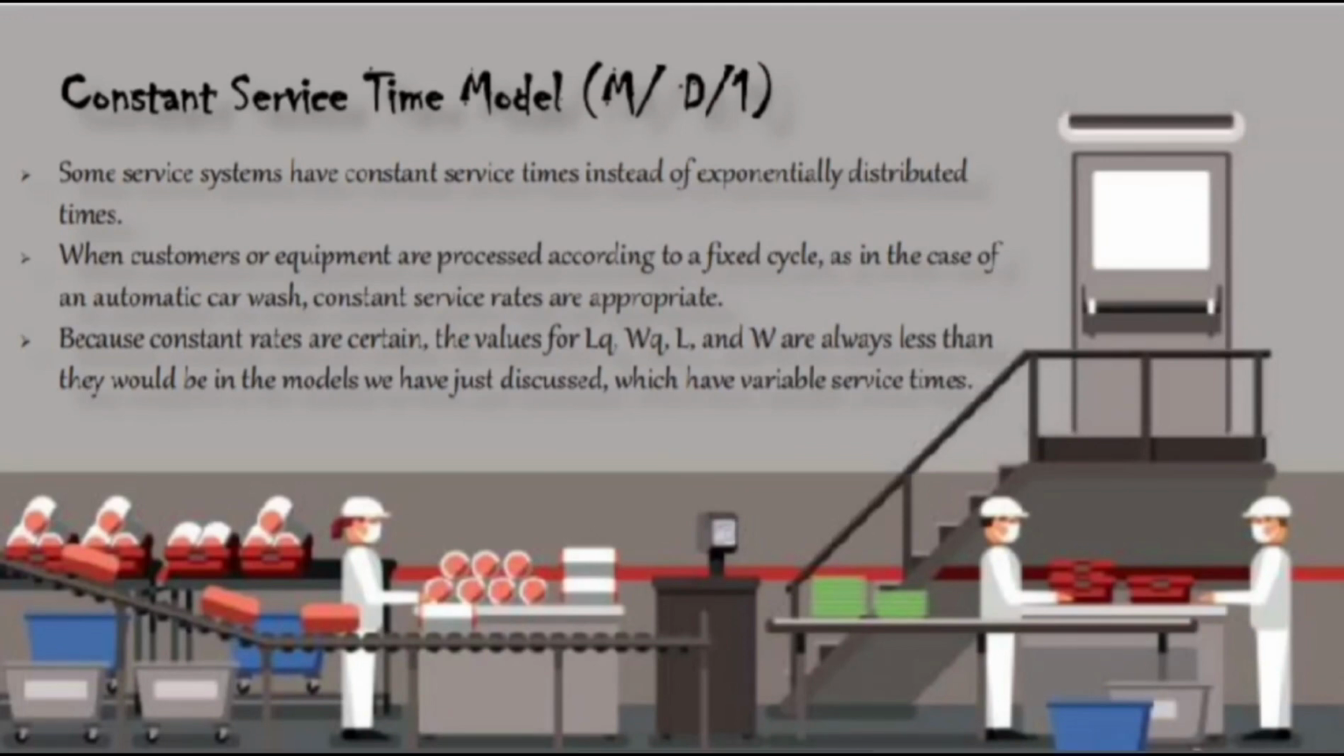When customers or equipment are processed according to a fixed cycle, as in the case of an automatic car wash, constant service rates are appropriate. Because constant rates are certain, the values for average length of the queue, average waiting time in the queue, average number of customers in the system, and lastly, average time in the system are always less than they would be in the models we have just discussed, which have variable service times like Poisson distribution, exponentially distributed services.